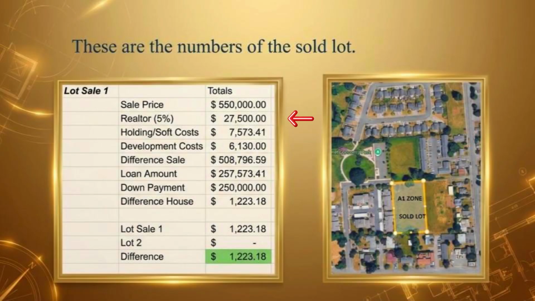I had my holding and soft costs from the purchase of $7,573. And then I had my development costs of $6,130, and that's where I put the line back in there to get the lot, again, to divide it into two.